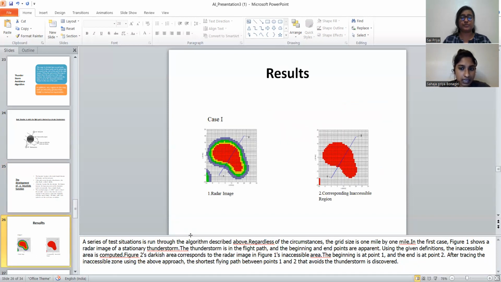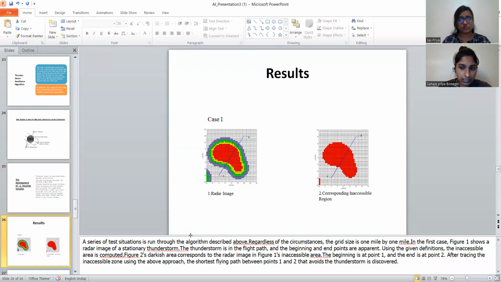Coming to the results, some test situations are run through the algorithm that was shown in this picture. The grid size is always 1 mile by 1 mile, no matter what. In the first case, figure 1 shows a radar image of a storm that isn't moving. You can see where you are going to land and how long it will take. The inaccessible area is calculated based on the definitions given. And the figure 2 dark area is like the radar image in figure 1 that isn't accessible.